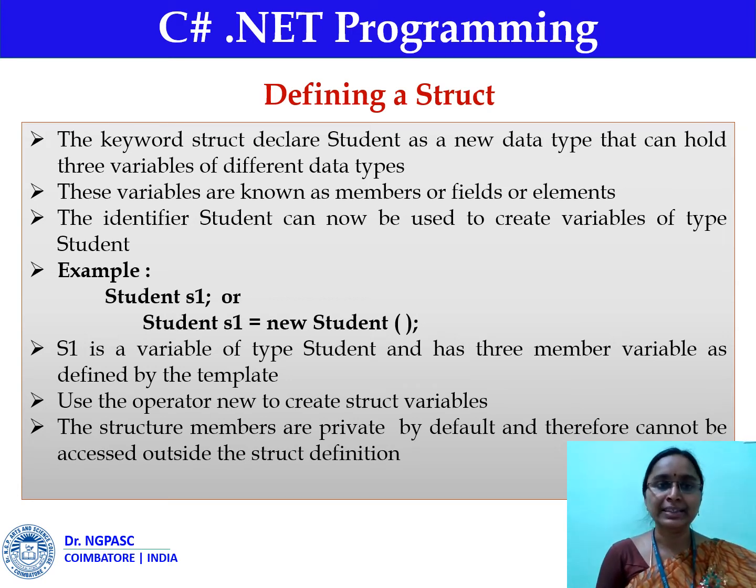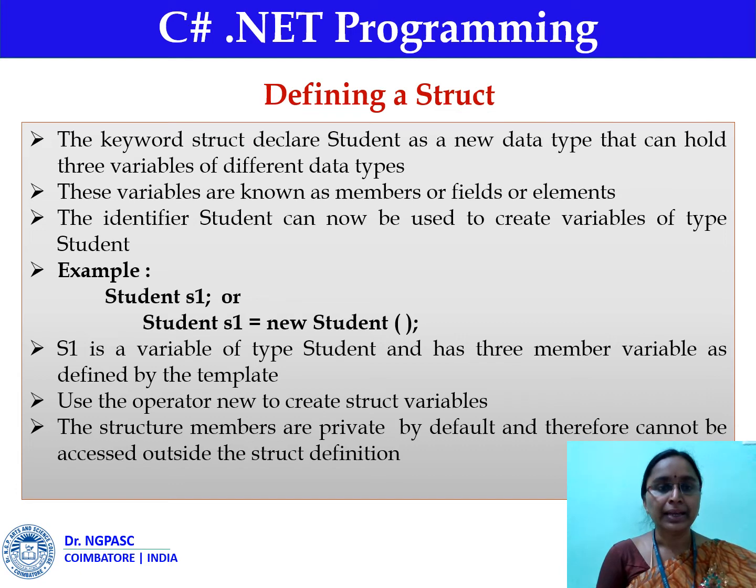It holds three kinds of variables. In the previous slide we saw that it holds three kinds of variables. They are known as members or fields or elements. The identifier student can now be used to create variables of type student in the following manner.